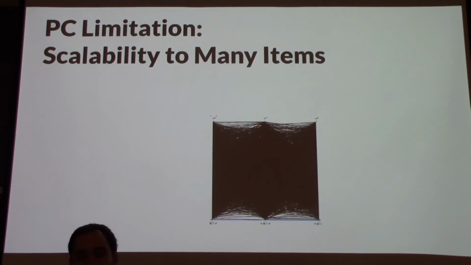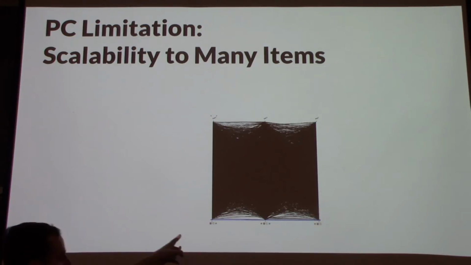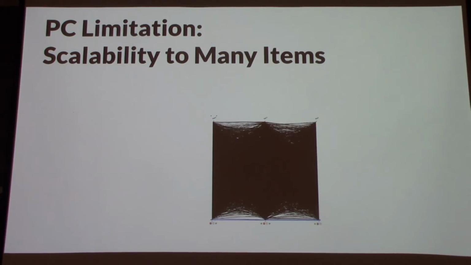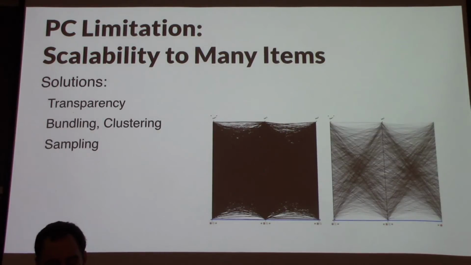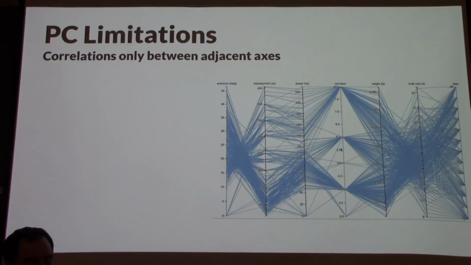And also in terms of scalability to many items. So this was actually the first piece of InfoVis code that I wrote myself back in 2006. And you can see, well, it's a parallel coordinates plot, but there is no pattern in there, so there's nothing to see. What you could do is use transparency. This is random data, so you see what you would expect. And if you use transparency, you can suddenly see patterns. You can do bundling, clustering, but what we can also do is sampling. We haven't talked about sampling before, so I'll talk briefly about this in a second.